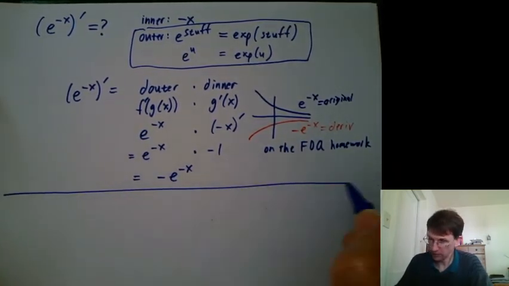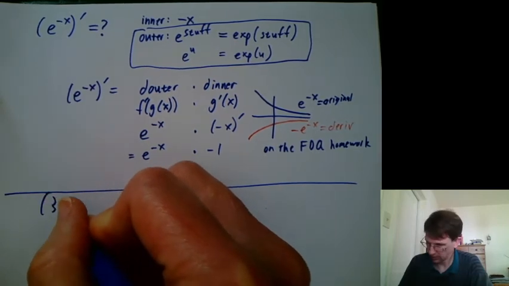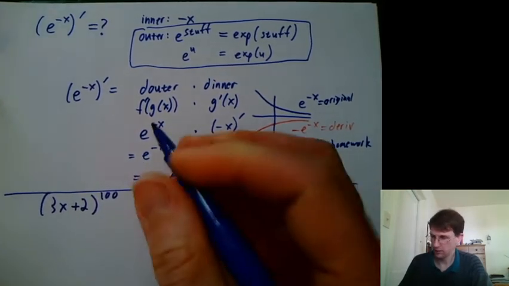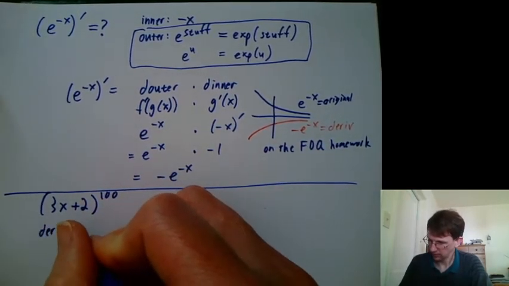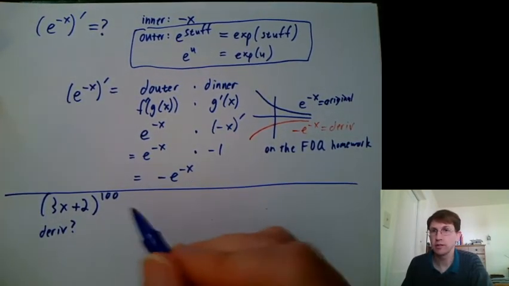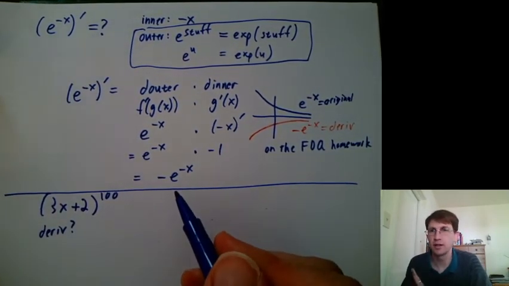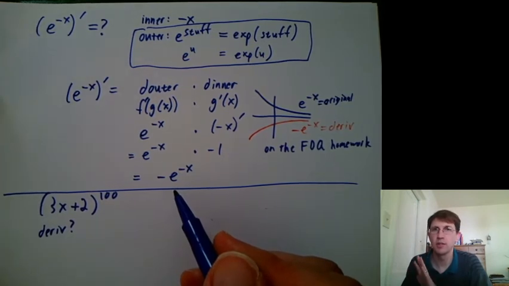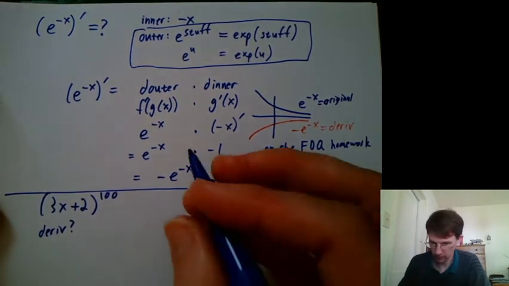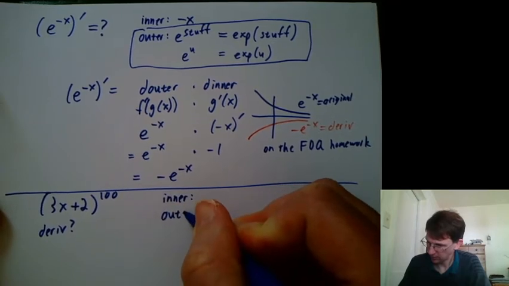Let's try another one. Let's do 3x plus 2 to the 100. And what's the derivative? Well, you don't really need the chain rule here. You could multiply this all the way out. If you learned the FOIL acronym, you could FOIL this 100 times, get a nice polynomial with 101 terms, and then take the derivative of each of those. But maybe the chain rule will save us some effort. So go ahead and spot what's the inner function and what's the outer function.